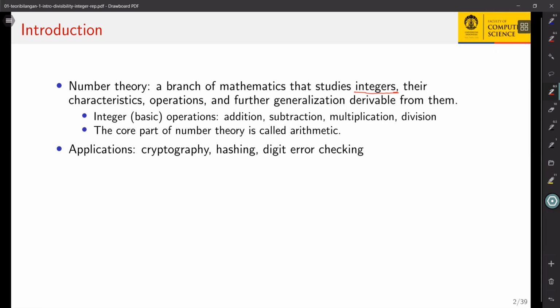For example, these are the operations you could do with integers, like addition, obviously, subtraction, multiplication, and division. Well, division may be a question, right? Maybe not exactly an operation for integers, but we could see later. We will focus on this operation later. Another term that people often use for number theory is arithmetic. The core part of number theory is arithmetic. Essentially, it talks about the operations on integers.